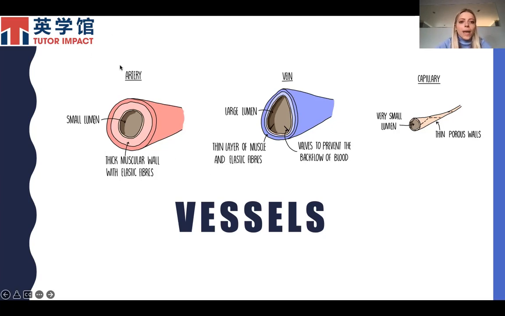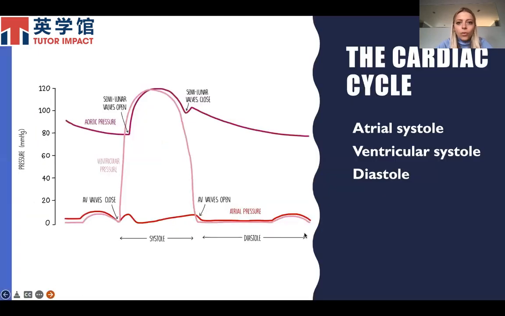So those are the main vessels in the body. We're now going to look at the cardiac cycle and how pressure is used to pump blood around the body. We spoke before about how the blood is transported in a physical sense, but we're now going to look at the mechanics behind that process.